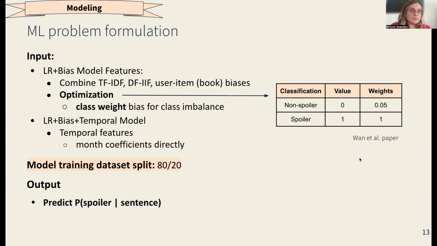Our next model was the temporal model. We did everything the same as with our original logistic regression model, but then added the temporal features, which give us the month-specific coefficients. We split our data set into train and test as 80 and 20%. And finally, our output is whether the sentence is a spoiler or has a spoiler, or does not have a spoiler.